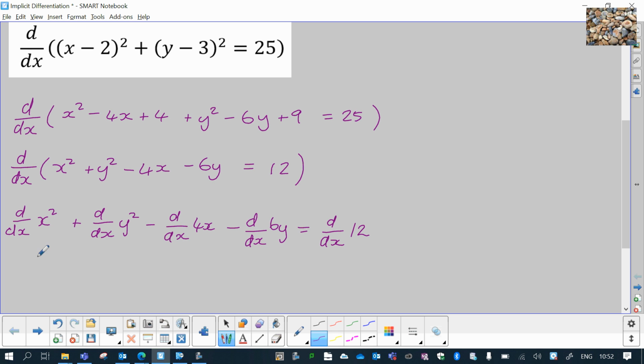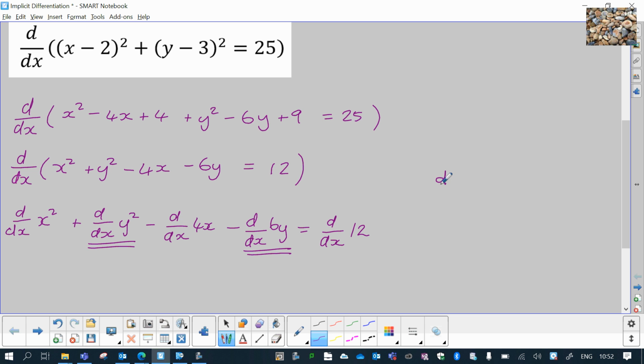So this is probably not going to be too much of a problem. It's going to be 2x. This is not going to be too much of a problem. It's going to be minus 4. This isn't going to be too much of a problem because if you differentiate a constant, you get 0. But these 2 terms are going to cause us a problem or 2. So I'm going to have a look over here at what happens when we differentiate these.